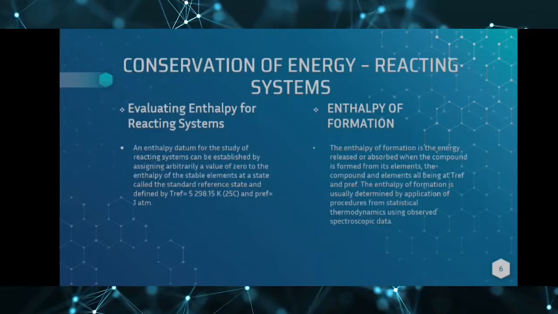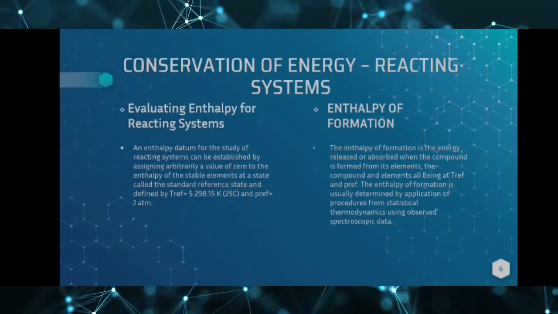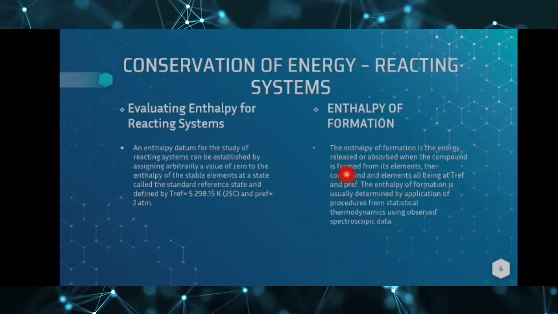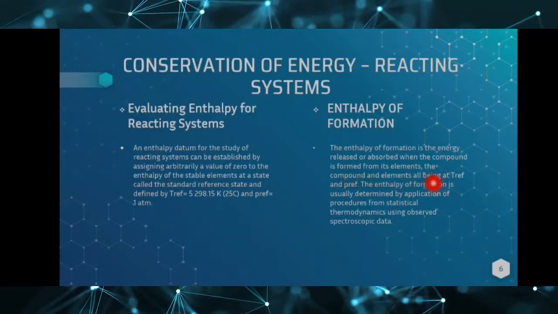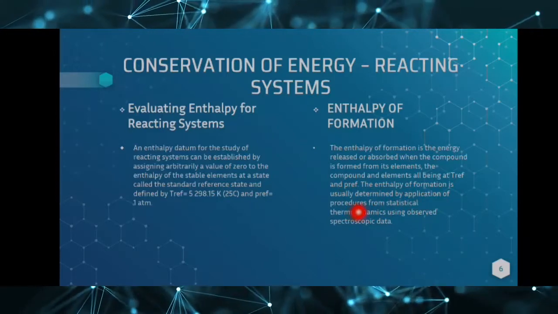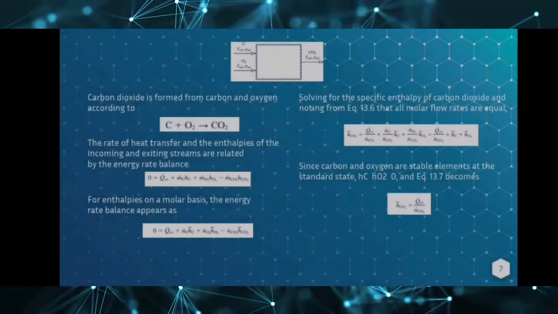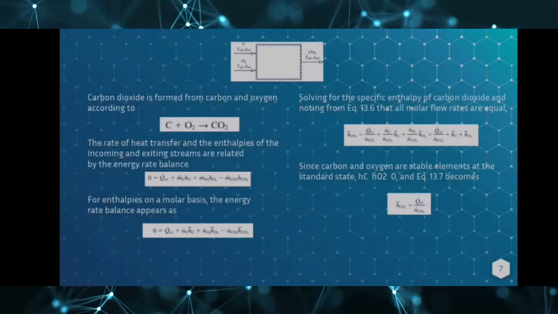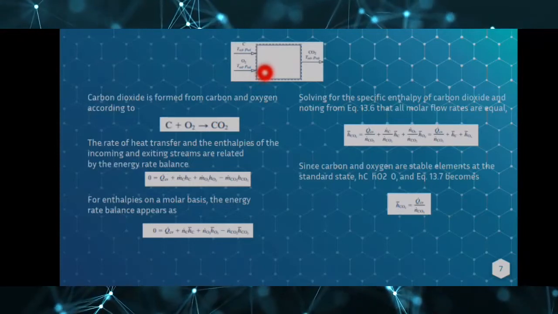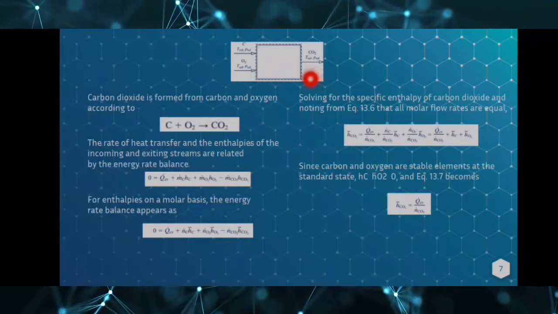Enthalpy of formation. Using the datum introduced, enthalpy values can be assigned to compounds for use in the study of reacting systems. Enthalpy of formation is the energy released or absorbed when the compound is formed from its elements, with the compound and elements all being at Tref and Pref. It is usually determined by application of procedures from statistical thermodynamics using observed spectroscopic data. For example, consider the simple reactor in this figure, in which carbon and oxygen each enter at Tref and Pref and react completely at steady state to form carbon dioxide at the same temperature and pressure.